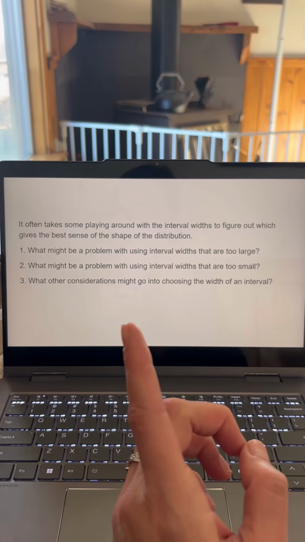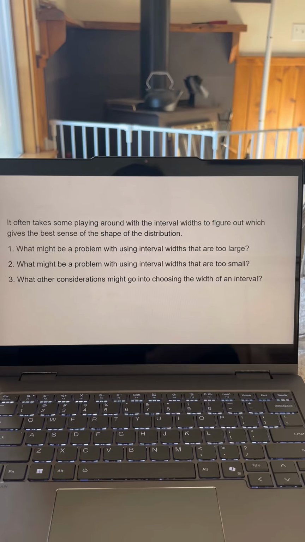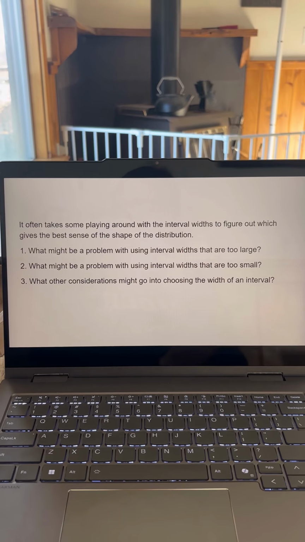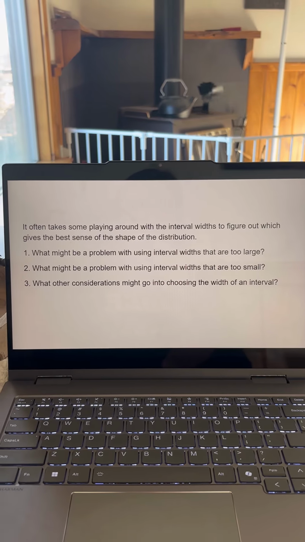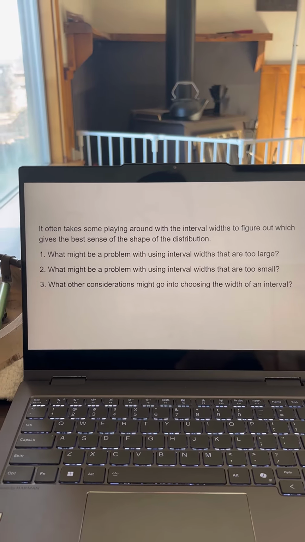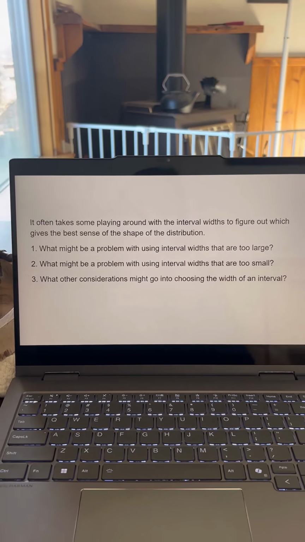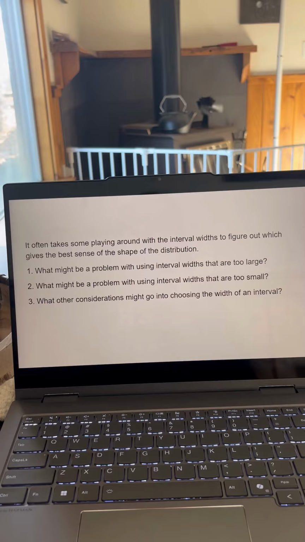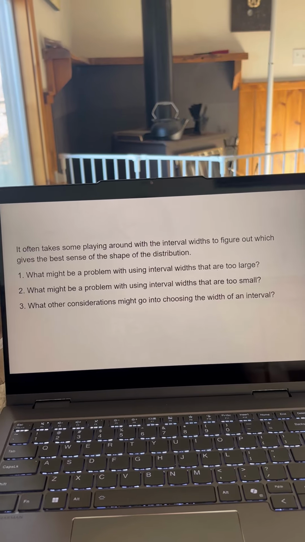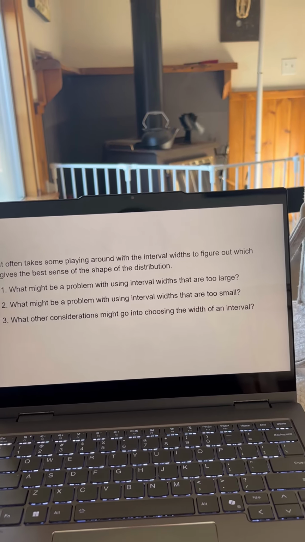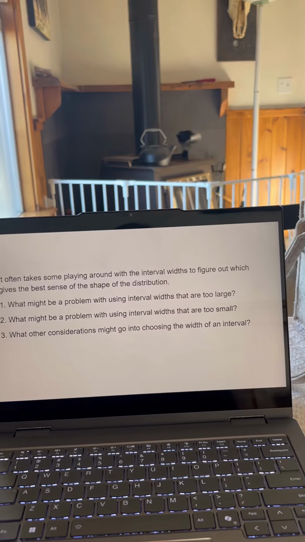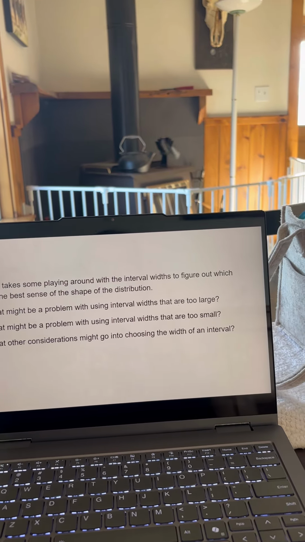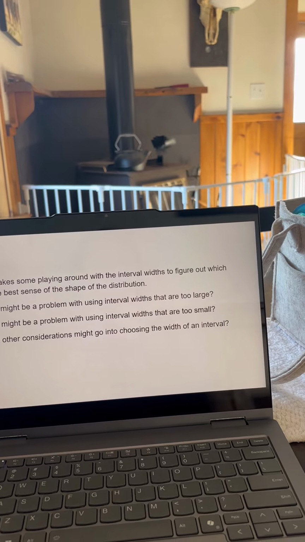And then the same if you have them too small, you might get too much information that doesn't really give you a general sense. It's more specific, and it doesn't help you summarize. It more just tells you what is going on. Things to consider when choosing the width of the interval is maybe how much data you have. If you don't have a lot of data, you might use smaller intervals. And if you have a lot of data, like 100 different points, then you might use larger intervals to fit it in too.